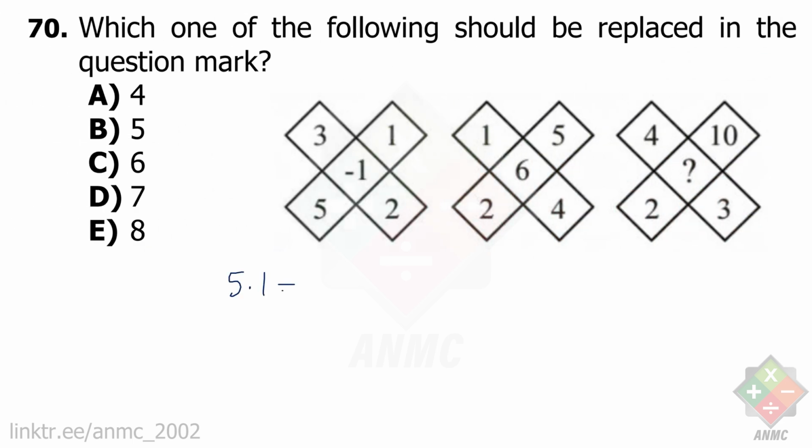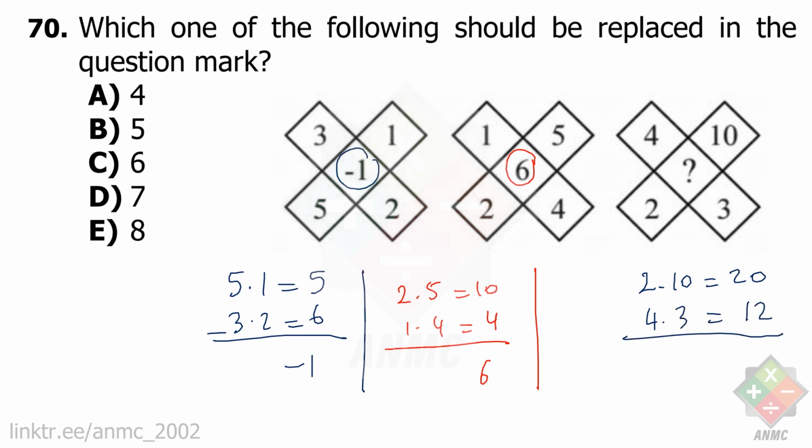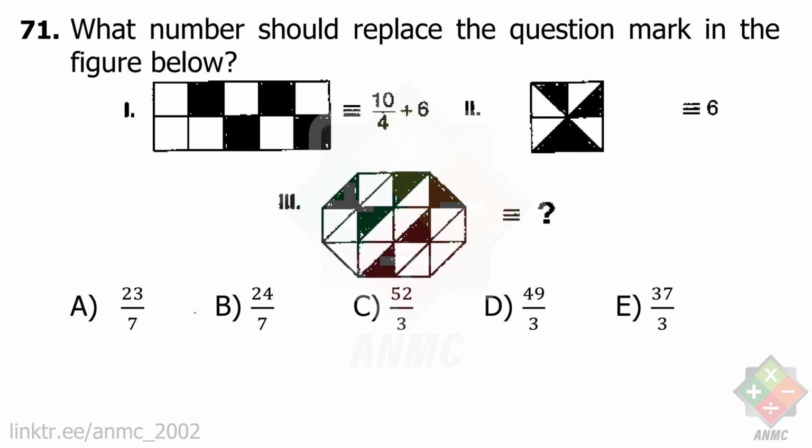5 times 1 is 5. 3 times 2 is 6. What is the difference? Minus 1. Then 2 times 5 is 10. 1 times 4 is 4. What is the difference? 6. It is here. 2 times 10 is 20. 4 times 3 is 12. What is the difference? 8. The answer is E.